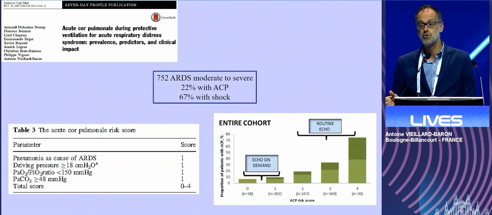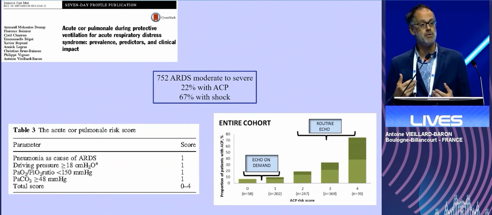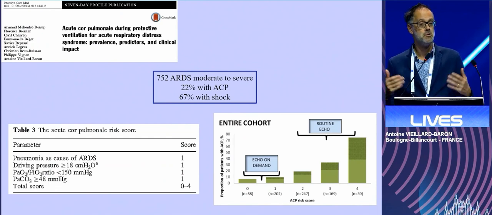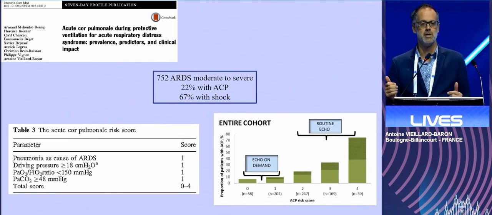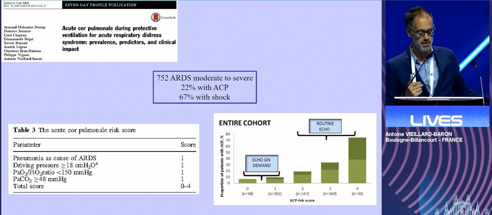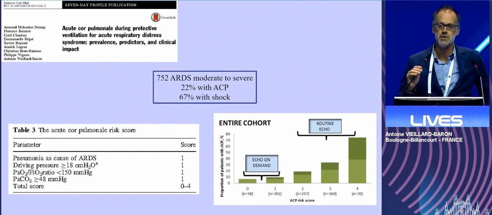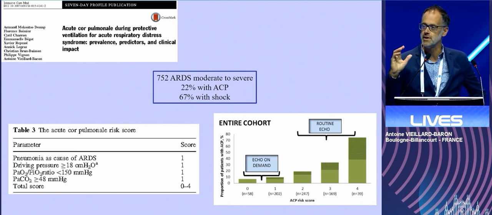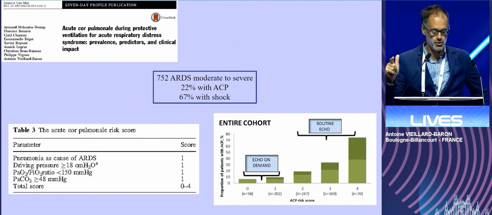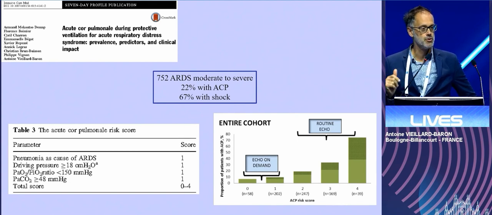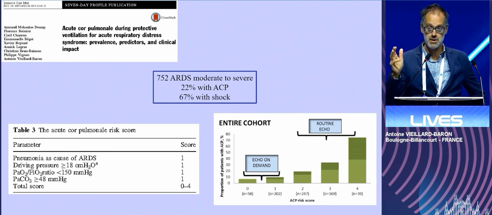If you have the TEE probe, and this is the case in your unit probably, and this is what we do, you need to do at least once a day a TEE evaluation just to look at how the right ventricle is working. If you can't, maybe you can look at this study and keep in mind the different risk factors for developing right ventricular overload: pneumonia, driving pressure elevated, PaO2/FiO2 ratio below 150, PCO2 elevated.